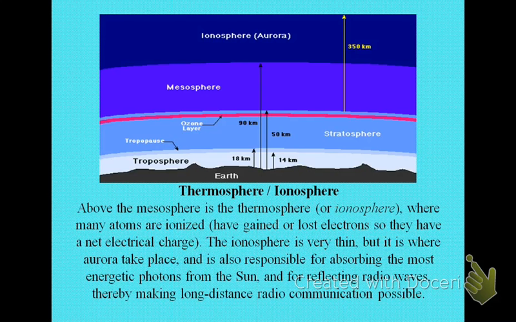Okay, so the ionosphere or thermosphere is very thin. It's where the aurora takes place. It's also responsible for absorbing the most energetic photons from the sun. So we're absorbing lots and lots of sunlight. Think of it, the sun's rays are hitting that first, and that's why it's getting so hot.